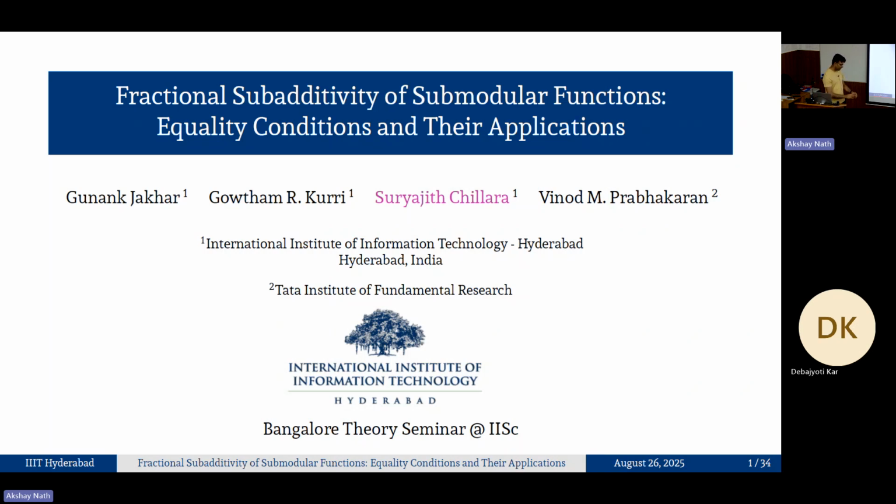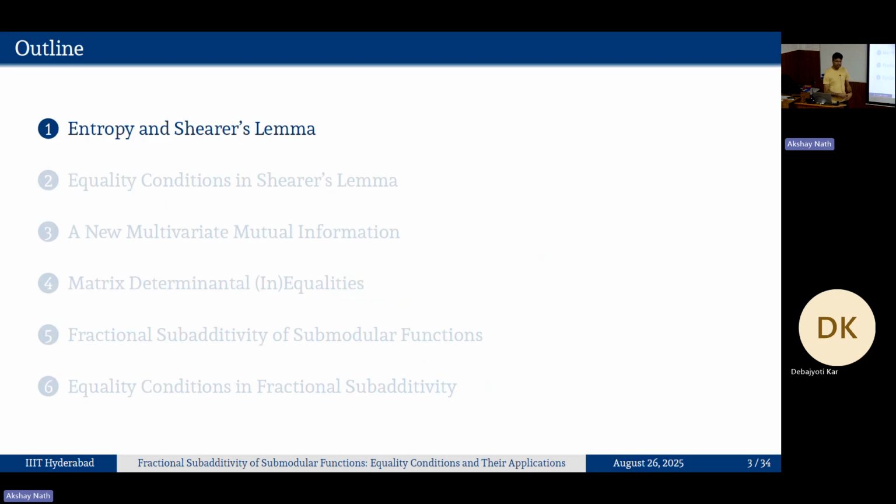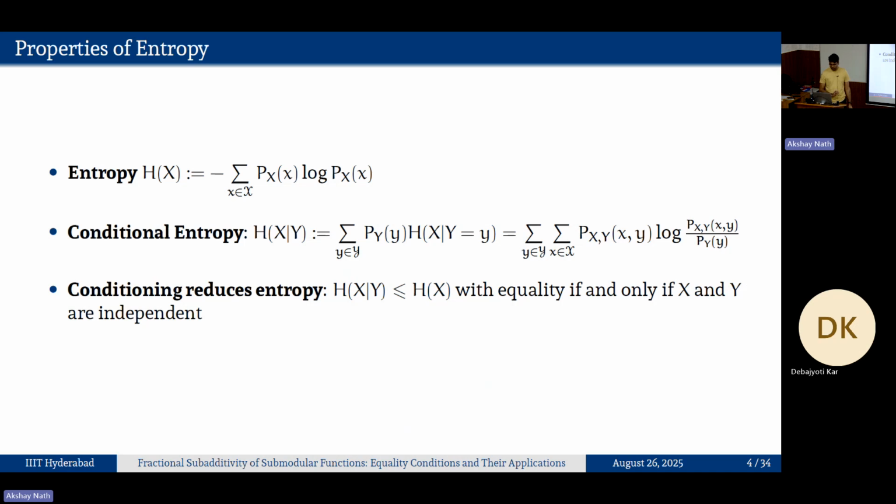Then we started thinking about one problem there, and that problem generalized to what are called fractionally subadditive and submodular functions. So let's start at a basic note where we started thinking about this problem. The first place we started thinking about is entropy and Shearer's lemma. Shearer's lemma is defined in terms of entropy. Here I'm just going to put some basic definitions of entropy.